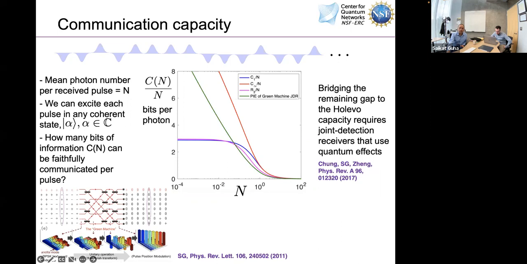And the negative result said basically that no matter how hard you try, if you don't use anything that cannot be semi-classically described, like anything beyond linear optics, photodetection, and coherent states, you cannot bridge the rest of the gap to this capacity. I'm not mathematically defining what the rest of the gap means, but it is a scaling difference in how the C of n scales in the low photon number regime.